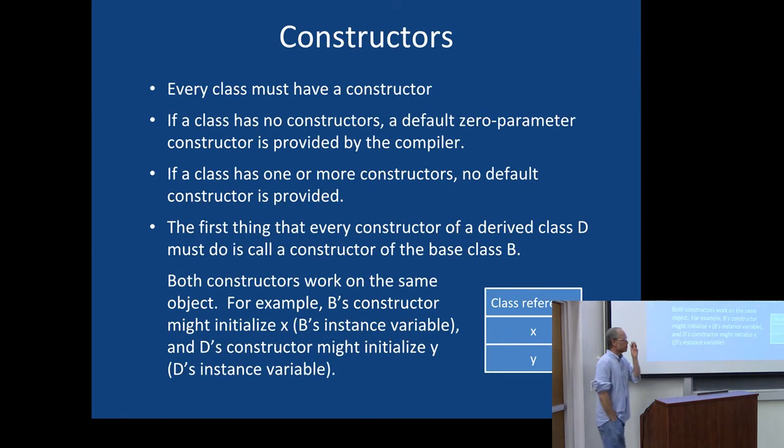All right, constructors. Every class has to have a constructor, and if there's not one, you get one for free. It's a zero parameter constructor that's provided by the compiler that basically does nothing. On the other hand, if you provide a constructor, you won't get the default one.